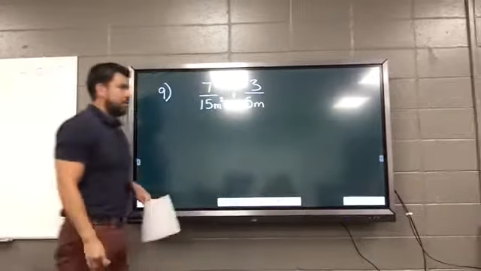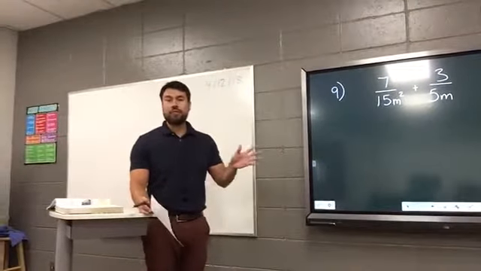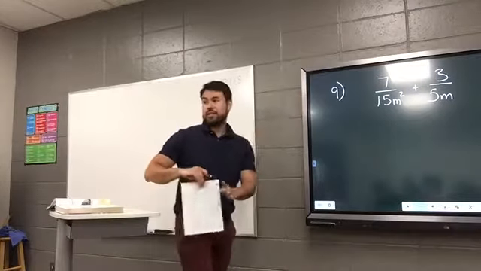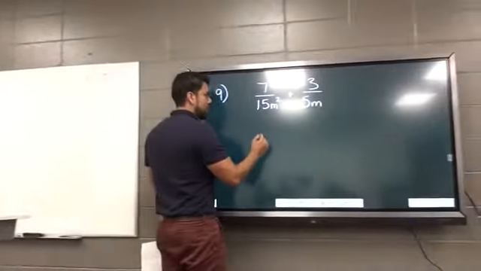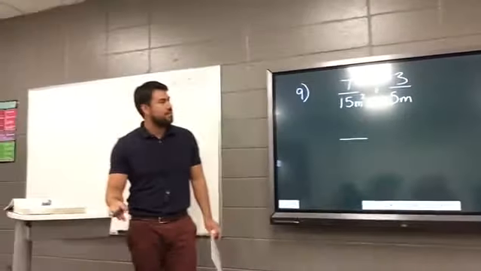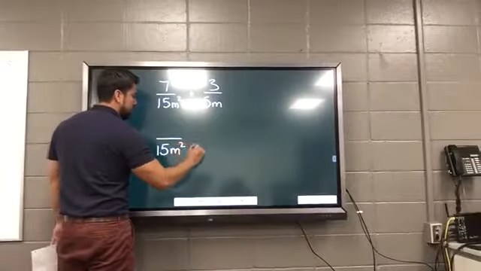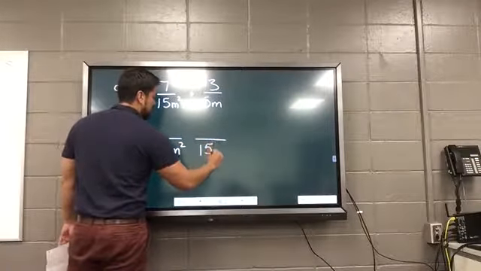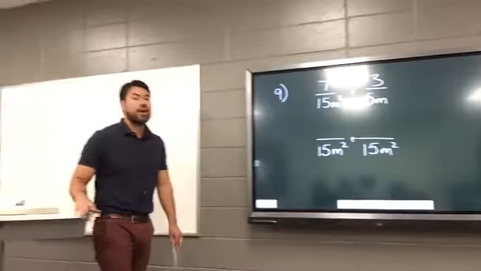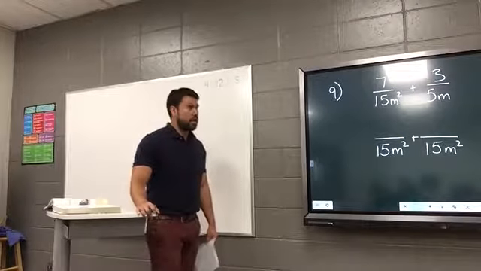All right. I want to find the LCD. And in this case, I don't think factoring is necessary because I think you can see what the LCD is. What is the LCD, Wyatt? 15m squared. Gotcha. Good. So 15m squared. You're thinking ahead, and that's fine. So I want both fractions to have a denominator of 15m squared.